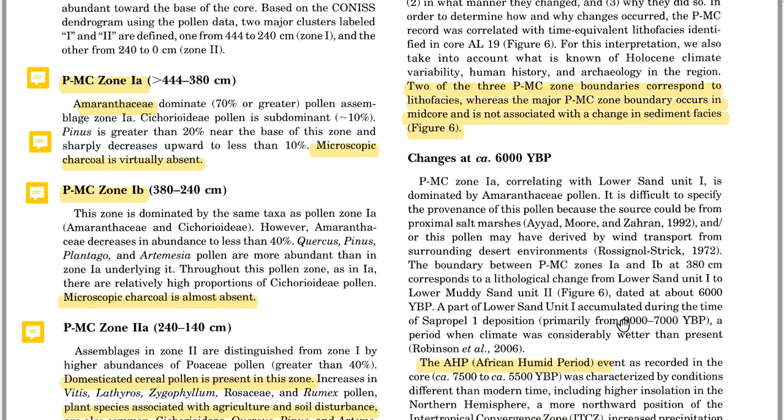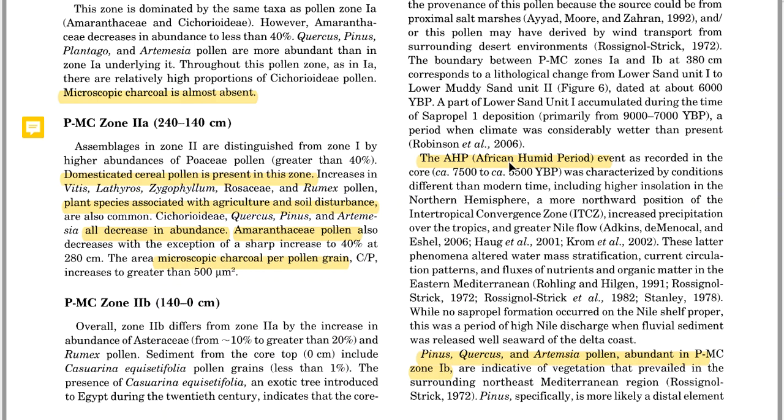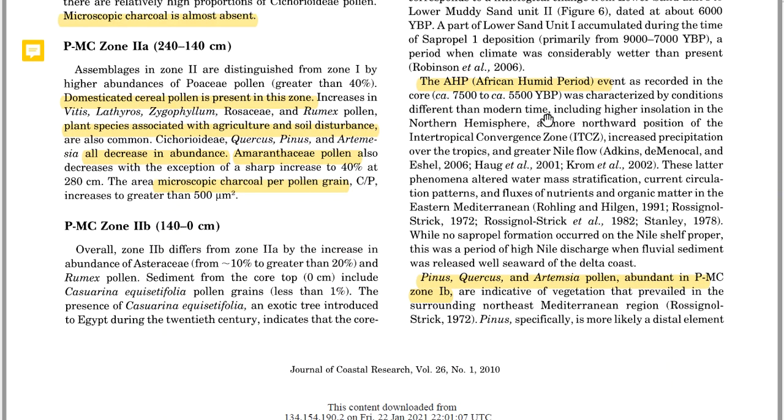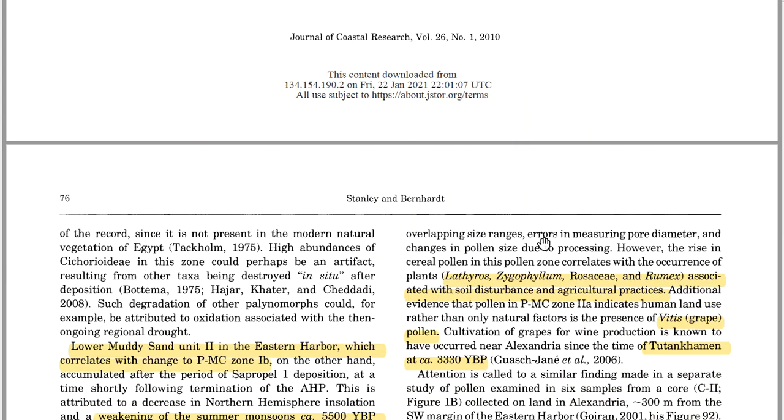So what they do is they start talking about what's happening in zone 1A. Remember, this is when you've got natural plants and no charcoal whatsoever. They start talking about why. So they talk about the African humid period again, where you've got more rain, more water flow, and so on. And then it talks about 1B, where you've got the pine trees and so on.